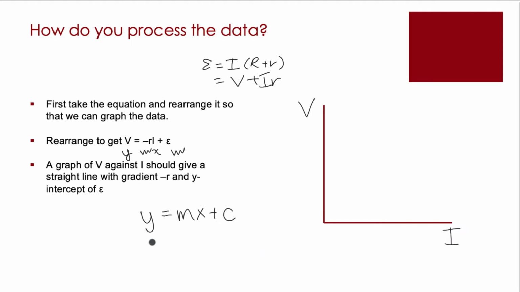This is our equation of a straight line, y equals mx plus c. So this is on my y-axis, this is on my x-axis. So whatever value I have added here, in this case is my EMF, that will be my y-intercept. And whatever I have in front of my I, in this case negative r, that will be my gradient.